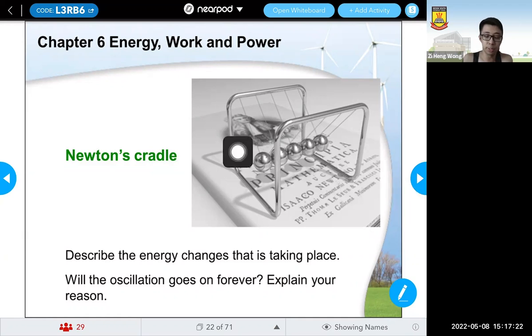Of course, because of the design of the Newton's cradle, the one that I bought was actually a pretty cheap one. I think just a few dollars kind of thing. So yeah, it's not very efficient. A lot of energy is lost to the surroundings, and it could quickly stop. Those more efficient ones, they can go on for a longer period of time.